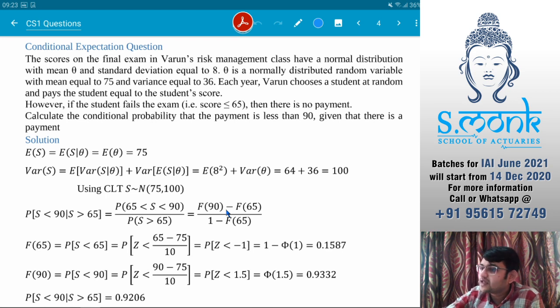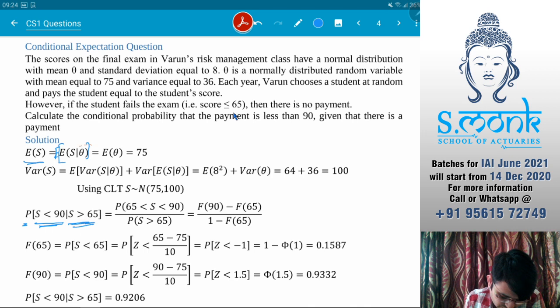They said given that there is a payment, so we are considering only students that are scoring more than 65. Therefore the payment will occur if the probability of the score is less than 90 given greater than 65. This is what we need to find. So first we'll find the expected value of x. Writing this solution, I have missed an expectation, so this will be the expected value of s given theta.